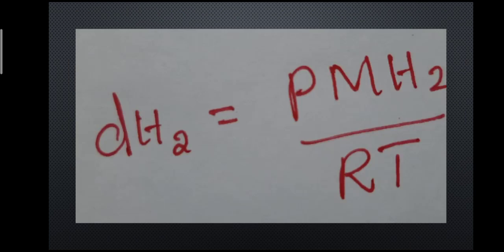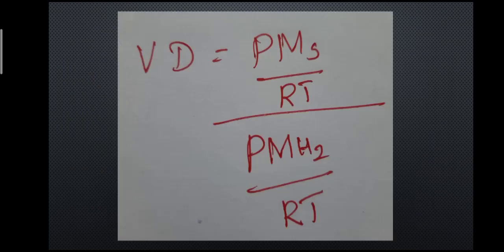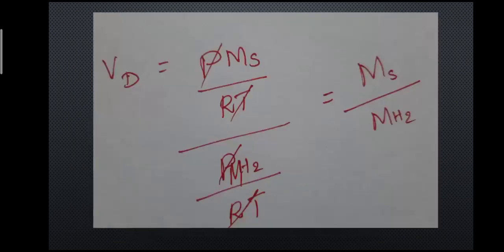In order to calculate the vapor density, what do we have to do? We know the vapor density is the density of gas divided by the density of hydrogen. So we substitute the equation. We will get vapor density is equal to PMs divided by RT, whole divided by PMH2 divided by RT. When we cancel common terms, we strike out P and RT. So finally we get Ms divided by MH2.